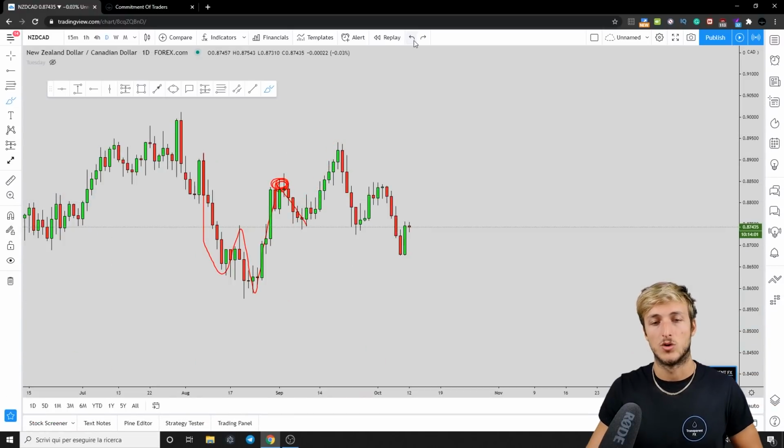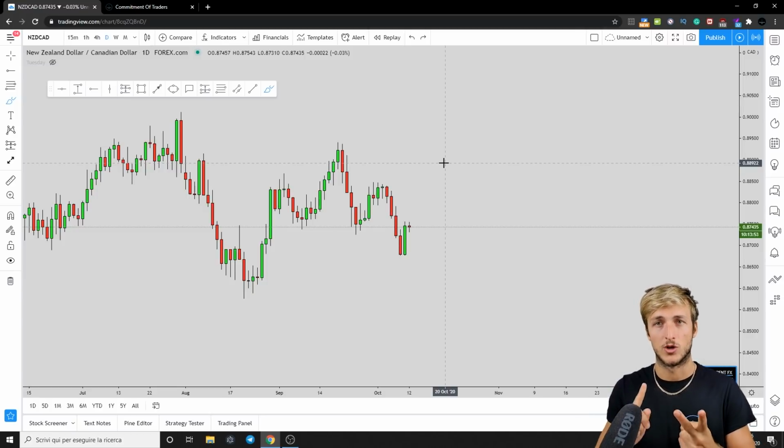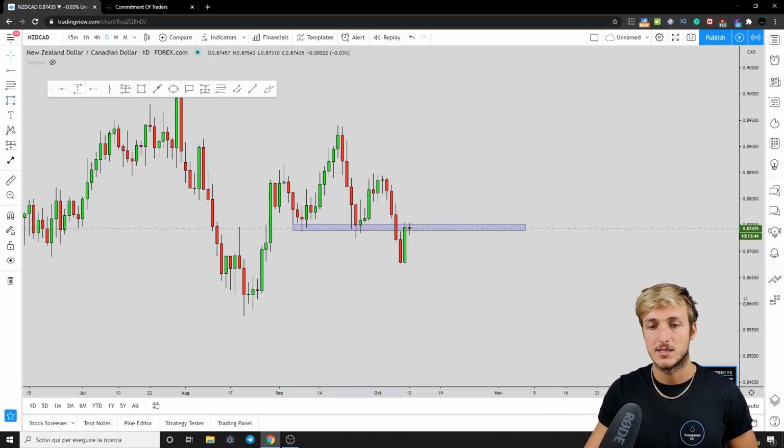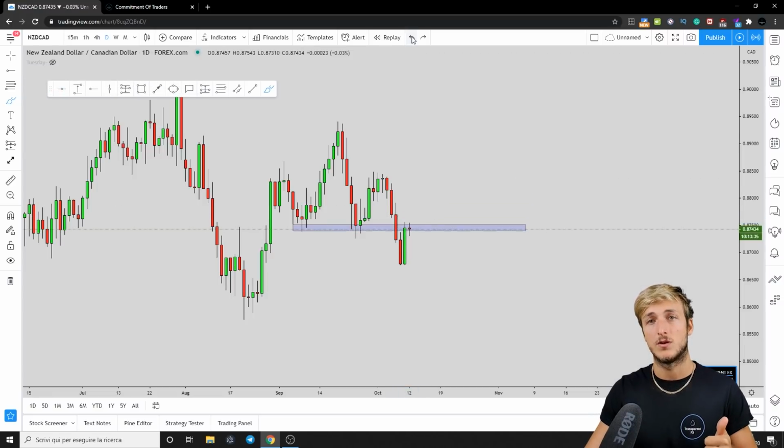Where is the next opportunity for NZD CAD that we can be looking to capitalize on? Now, recapping what we have just seen, on the monthly we have support, on the weekly we have resistance, and on the daily we currently have bearish structure. In fact, on the daily time frame, we have a market that is testing this previous support, which the market has now broken to the downside and turned into resistance.